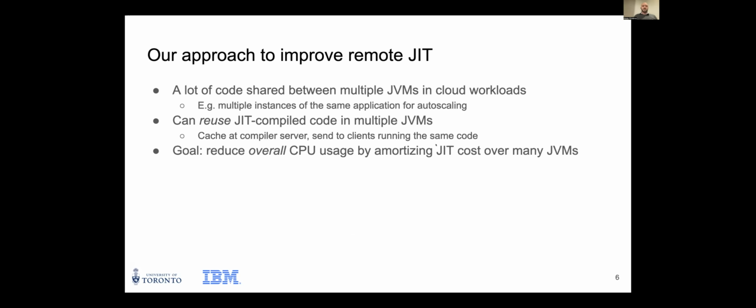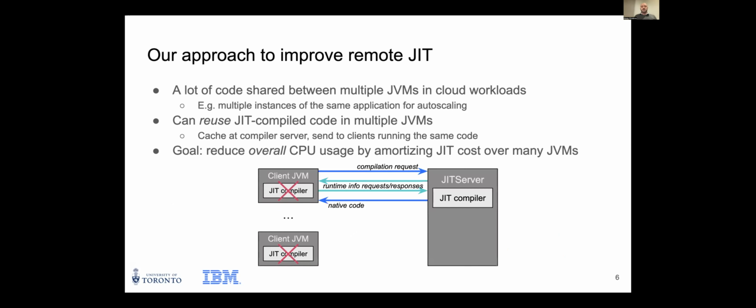Our approach to solve this and to improve performance of remote JIT is to enable sharing and reusing compiled code across multiple JVMs. The main example of that is multiple instances of the same application that are used for horizontal autoscaling in cloud computing. The main goal is to reduce overall CPU usage by amortizing the cost over multiple JVMs. As represented in the diagram, we start with multiple JVMs using the same JITServer, but then we add caching, and a lot of the compilation requests will result in a cache hit that can be served very quickly.